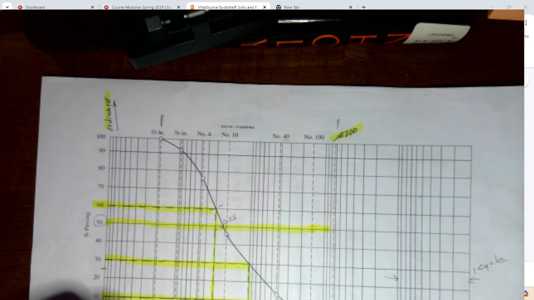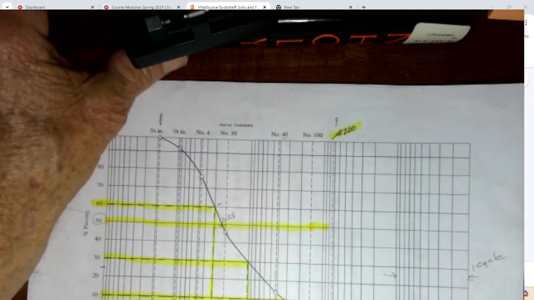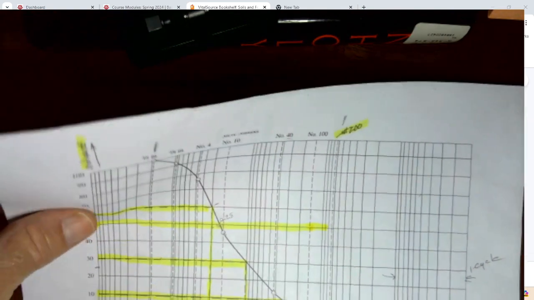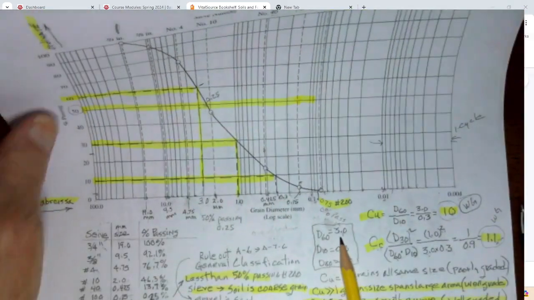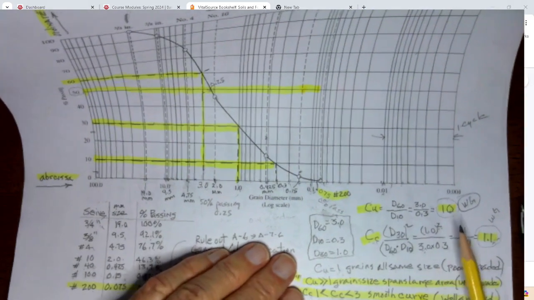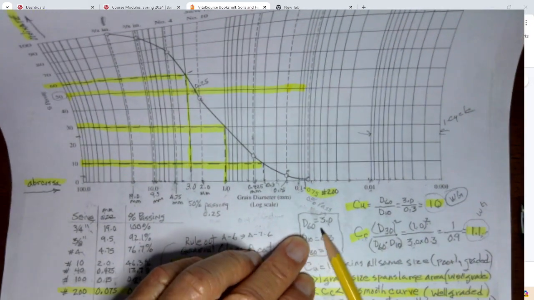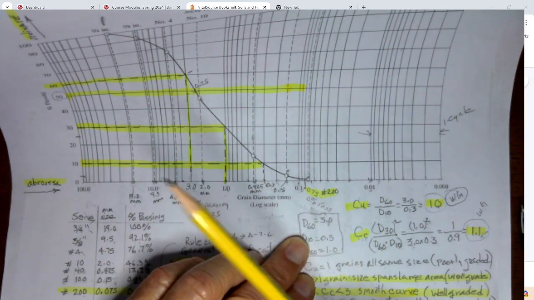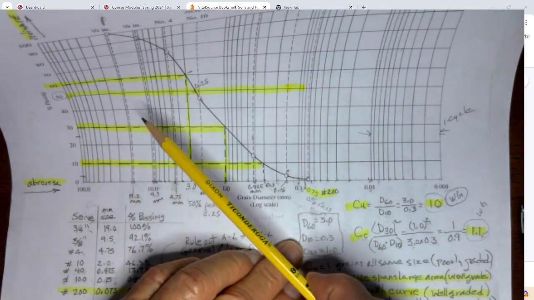I got stuff written all over here, as you can't see. The D60 is 3.0 because I took the 60 and I went all the way across.